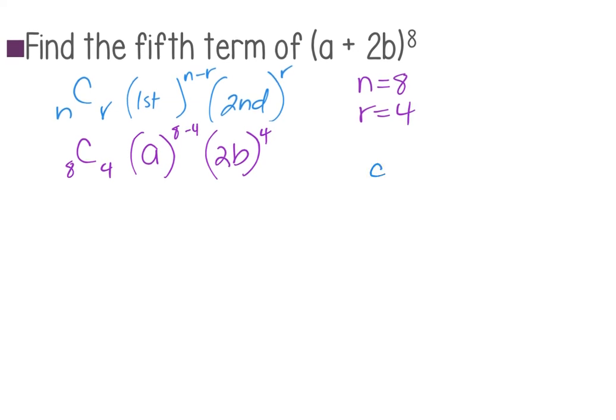So I'm going to do C8,4, 8 factorial over 8 minus 4 factorial, which is 4 factorial, times 4 factorial. 8, 7, 6, 5, 4 factorial over, I'm going to line it up with one of them, and then I'm going to break down the other one.